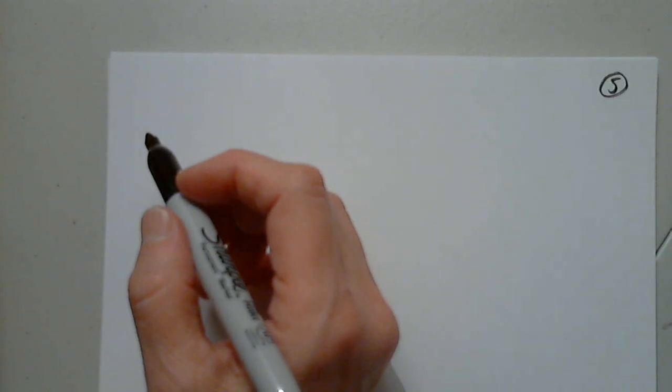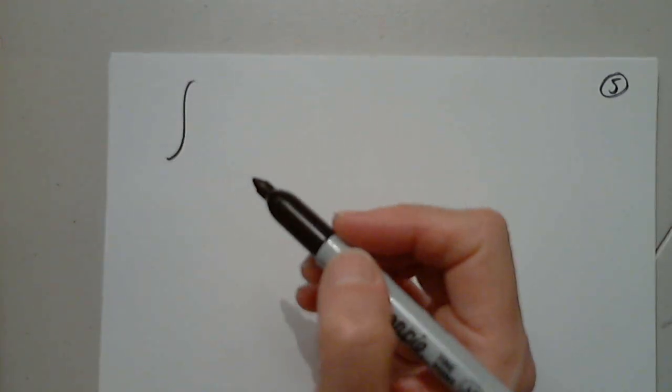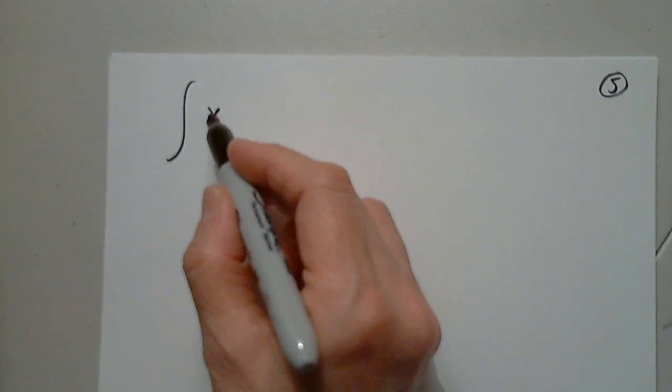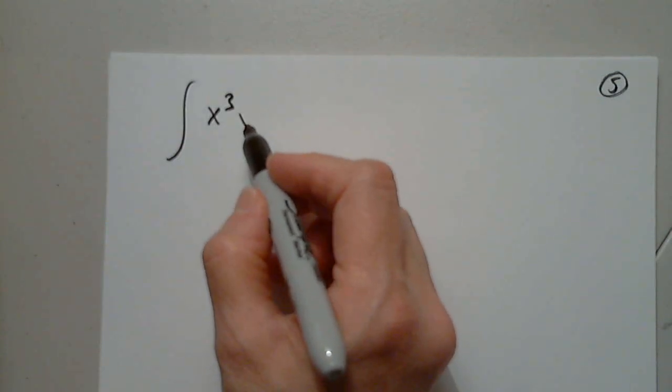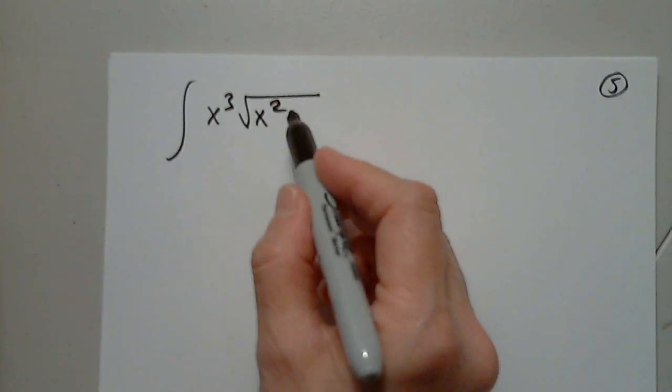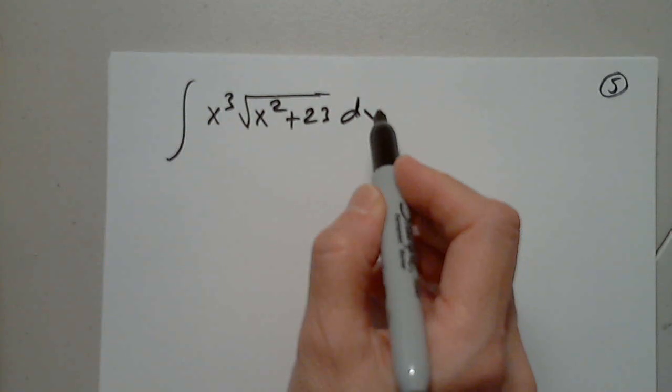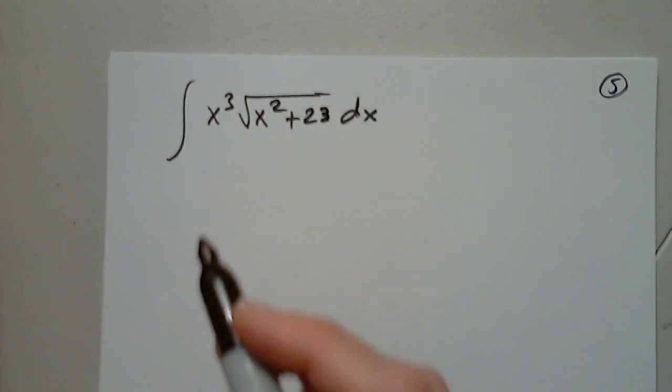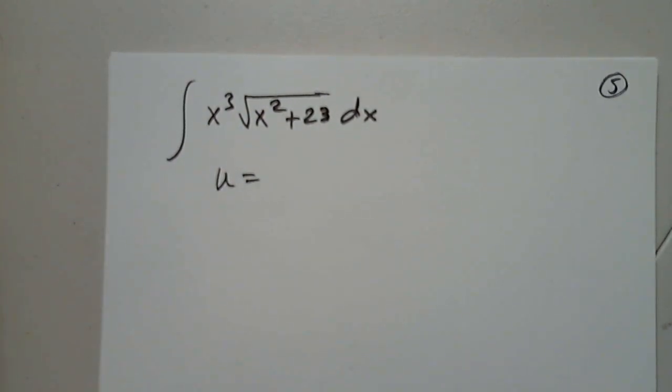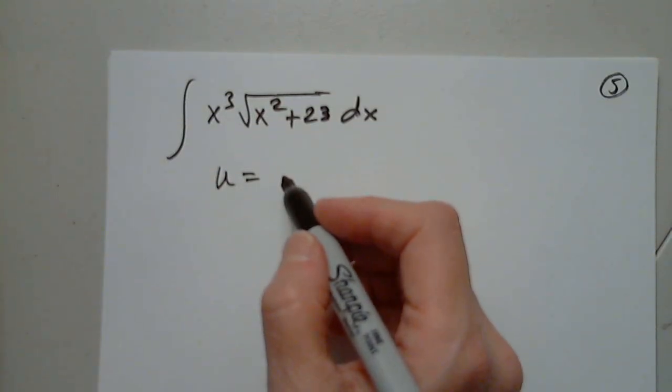Can we go back to the indefinite integral? Anything you want. Okay. So x cubed times the square root of x squared plus 23 dx. Good. What is the problem here? The square root of x squared plus 23?